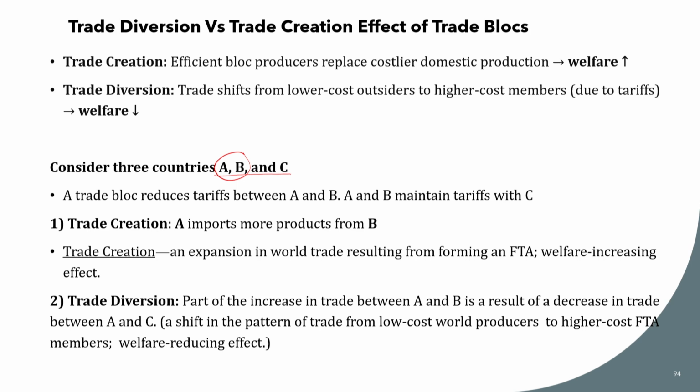That means because of the regional trade agreement, there is an increase in trade between A and B, but that increase in trade is because there is a decrease in trade between A and C or B and C. That means there is a decline in trade from the outside country. That is called trade diversion. So it is a shift in the pattern of trade from low cost world producers to higher cost FTA members, and this can often lead to a welfare reducing effect.